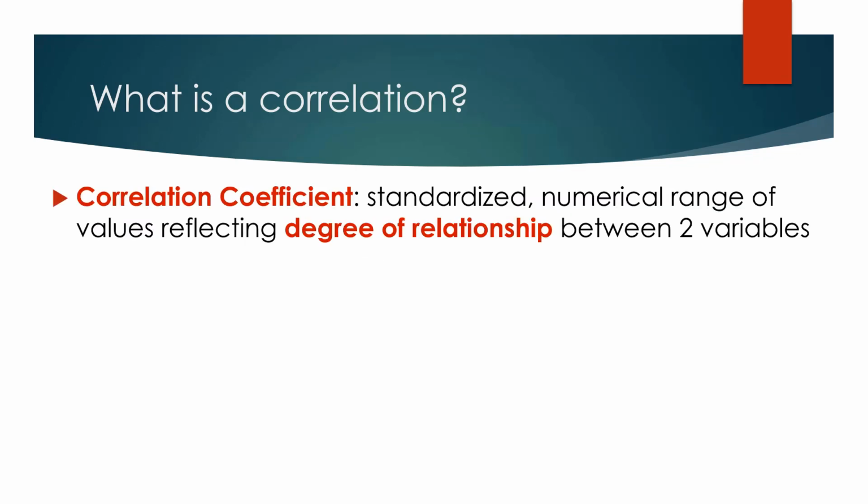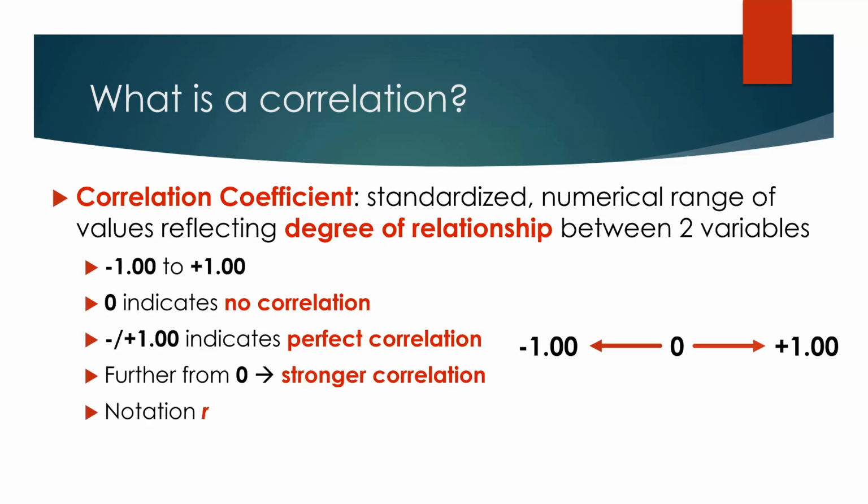So when you're calculating a correlation, you are going to produce a number called a correlation coefficient. There are a few aspects to this coefficient. For one, it's standardized, right? It falls on a certain scale. The number is not just going to be anything. It's always going to fall on a specific scale that I'm going to show you. And the numerical range of the values represents the degree of relationship between the two variables.